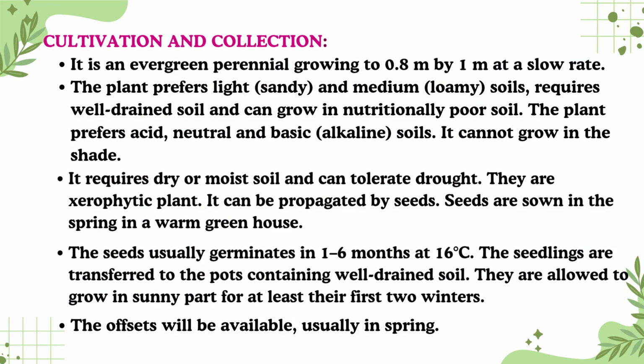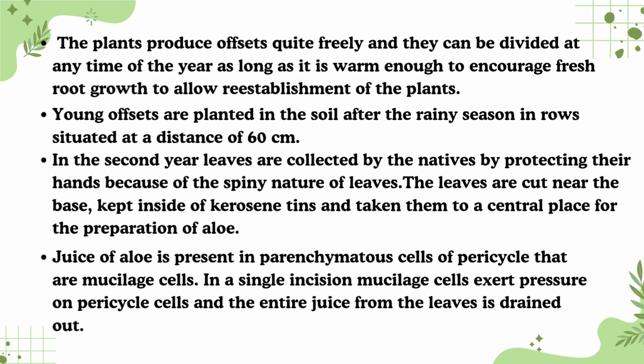Seeds are sown in the spring in a warm greenhouse. The seeds usually germinate in 1 to 6 months at 16 degrees Celsius. The seedlings are transferred to pots containing well-drained soil. They are allowed to grow in a sunny part for at least their first 2 winters. The offsets will be available, usually in spring. The plants produce offsets quite freely and they can be divided at any time of the year as long as it is warm enough to encourage fresh root growth to allow re-establishment of the plants.